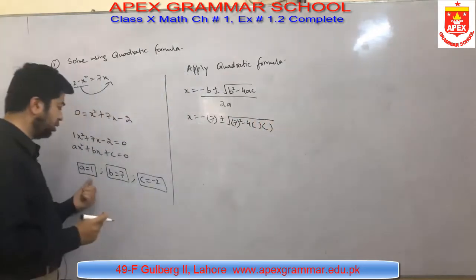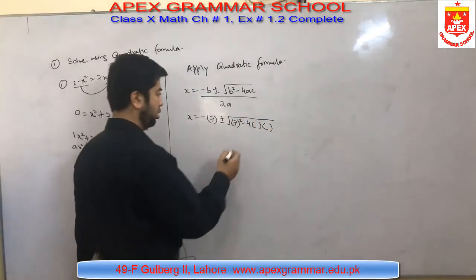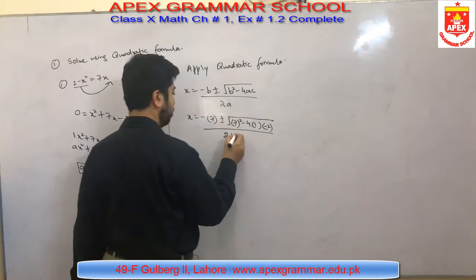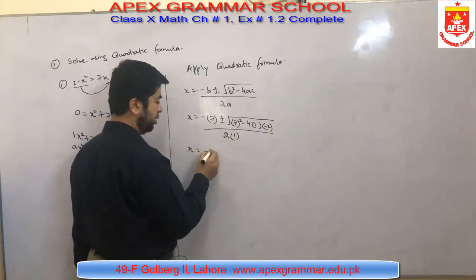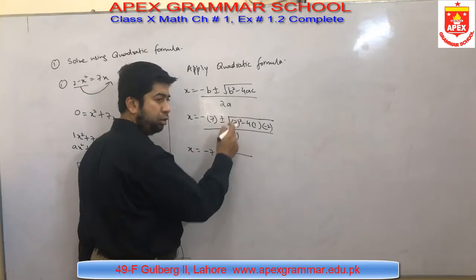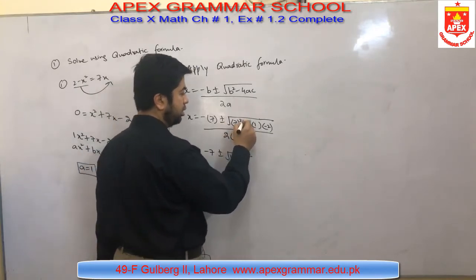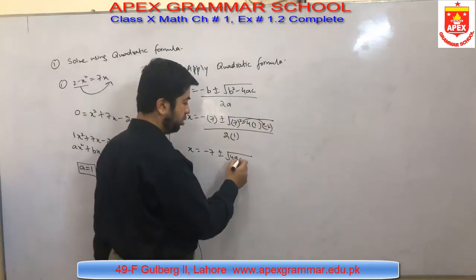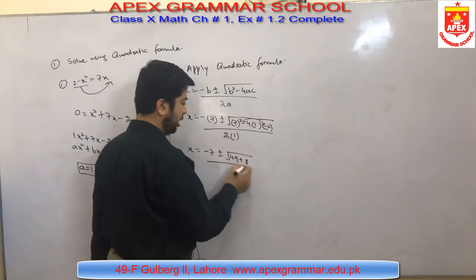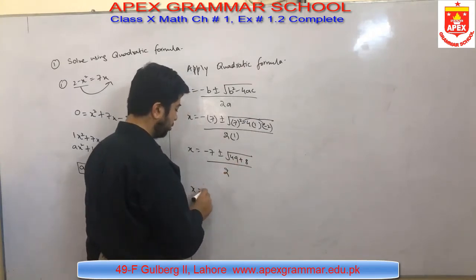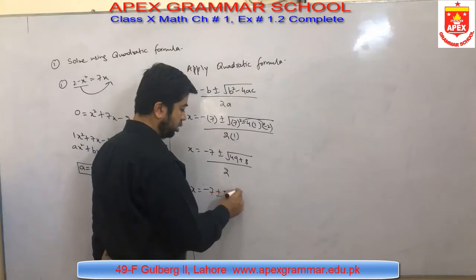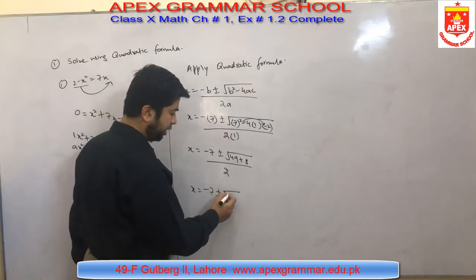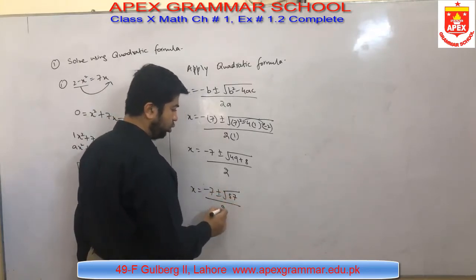What is the value of a? This is 1. What is the value of c? This is minus 2. And in the denominator, 2 multiplied by a. What is the value of a? That is 1. So x is equal to minus 7 plus minus square root of 7 square, which is 49. And this minus is going to multiply with this minus. Negative into negative is positive. So 4 times 2 is 8. And in the denominator that is 2. Now add: 49 plus 8 is 57 over 2.